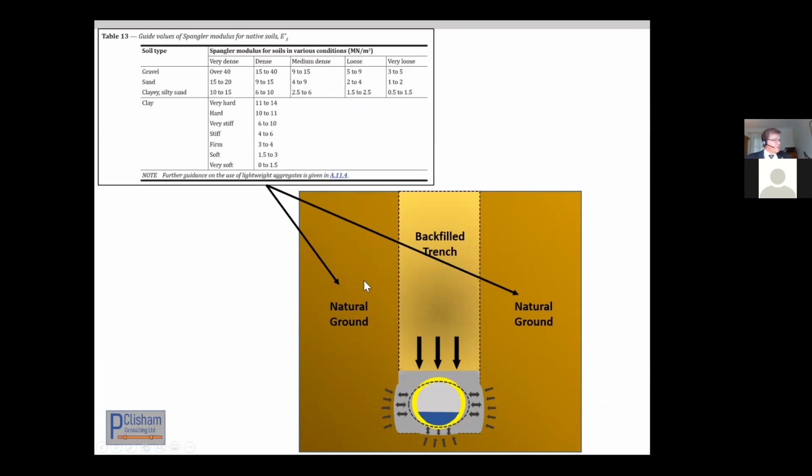So for the native soil, we take this Spangler modulus, E3, and this is the table that it comes from. It used to be the old table NA3, it's table 13 in the new guide. If you've got a clay, this Spangler modulus can be from 0 to 14. So if you've got a stiff clay, it could be 6 to 11, 4 to 10. And the engineer, the designer has to guess.